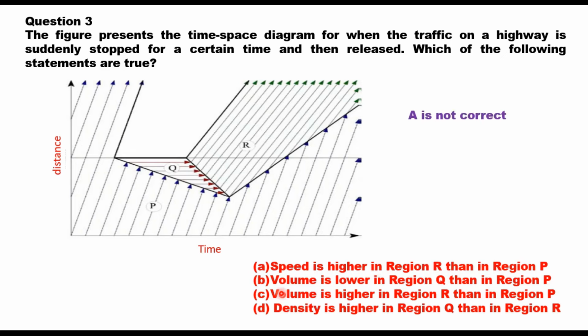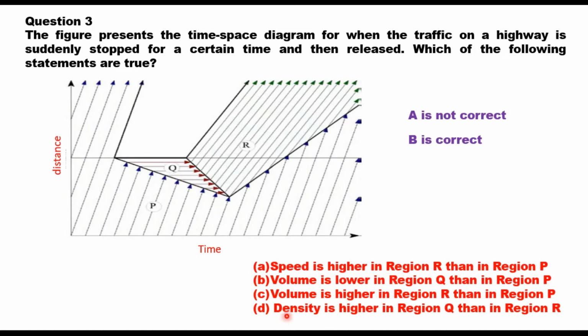The second is, volume is lower in region Q than in region P. Here is the region Q. Now in this region the vehicles are standing bumper to bumper and therefore there is no movement and as such there is no flow. So flow here is 0, density is equal to jam density. Therefore it is correct to say that volume is lower in region Q than in region P because 0 is lower than any other value, and hence B is correct.